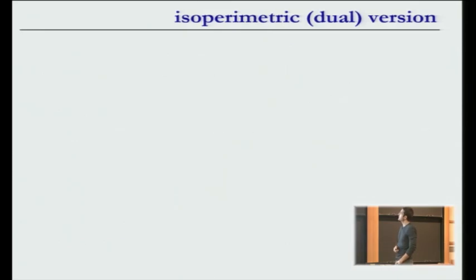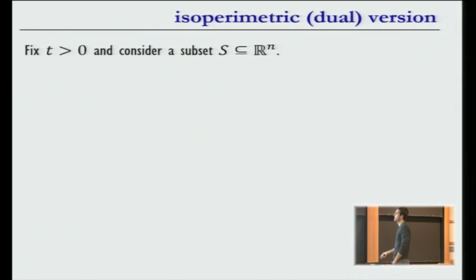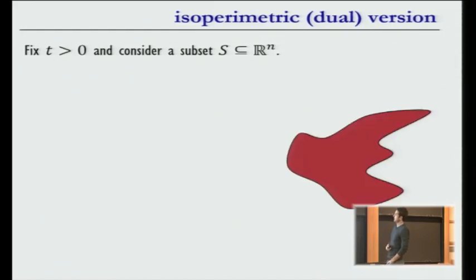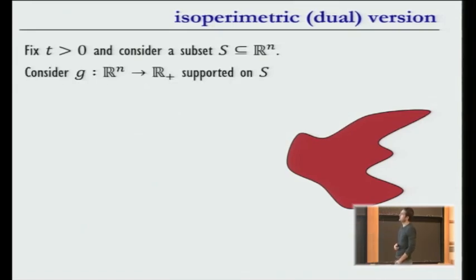Let me mention also there's a dual version of this, which is isoperimetric, which, if you want to think about other spaces besides Gaussian space, like the discrete cube, I think is a nicer version to look at. So here's the dual version. You take a subset S of R^n, and some fixed t greater than 0. And here's your task: you want to find some function g which is supported on the set S.